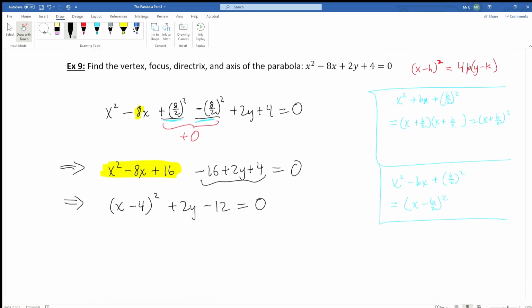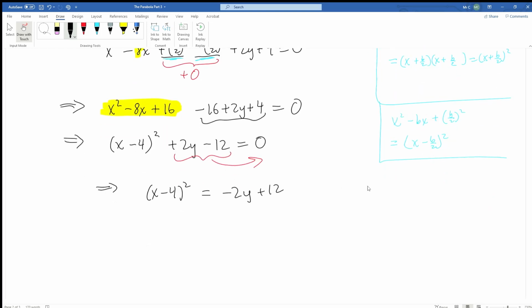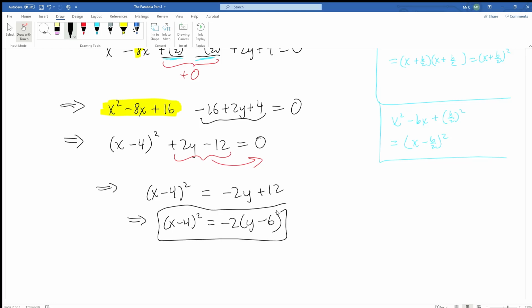Now, in order to get this into the proper form, I need to take all of my terms except for x minus h squared, and I need to move them to the right-hand side. So all of this needs to go over here. So that gives me x minus 4 squared equals negative 2y plus 12. And now, in order to get this in the form 4p times y minus k, I'm just going to factor out my negative 2. And now I can get all of the information that I need from this standard equation.